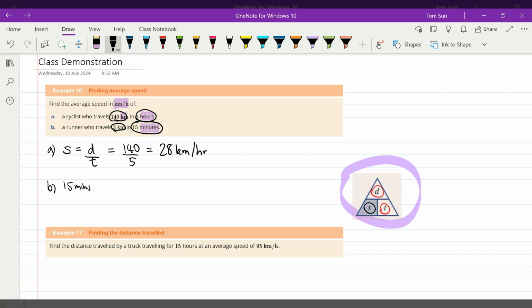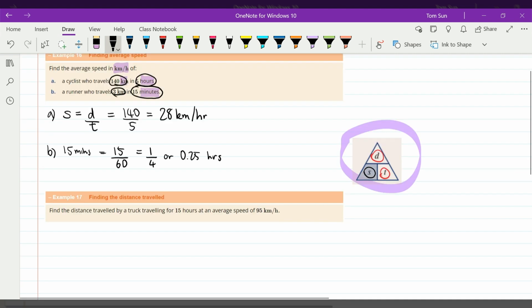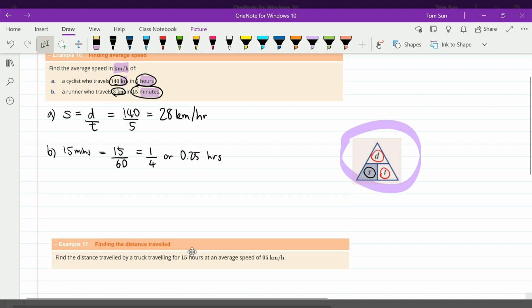15 minutes is equal to 15 divided by the number of minutes in an hour. If you know the common knowledge, that's 60 minutes, which is equal to 1/4, or you can say 0.25 hours, depending on what you want to use. By doing this, we can use that to figure out what we need.